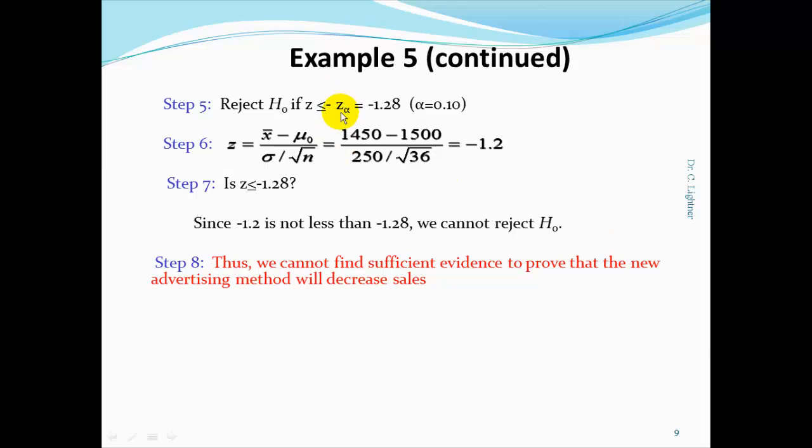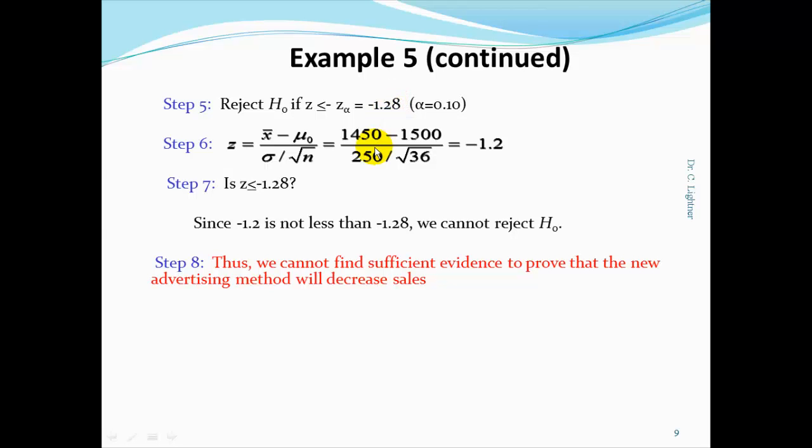We should therefore plug 1.28 in for Z alpha in order to have the rejection rule reject H0 if Z is less than or equal to negative 1.28.